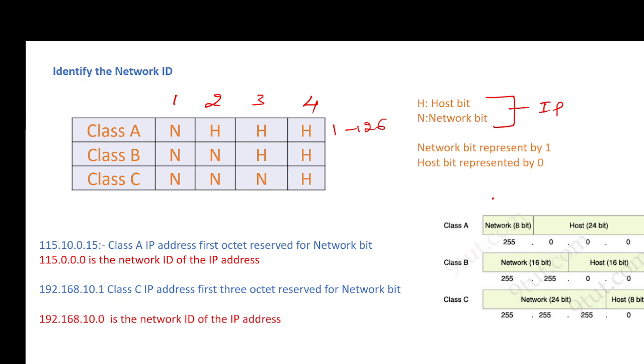So 255 is the network bit. In the IP address we will write only 254 max, but 255 comes na. The 255 will be used for the subnet mask. See here, if you put network bit represented by 1 and host bit represented by 0, you will be able to understand the subnet mask. So let me take the first example, NHHH.